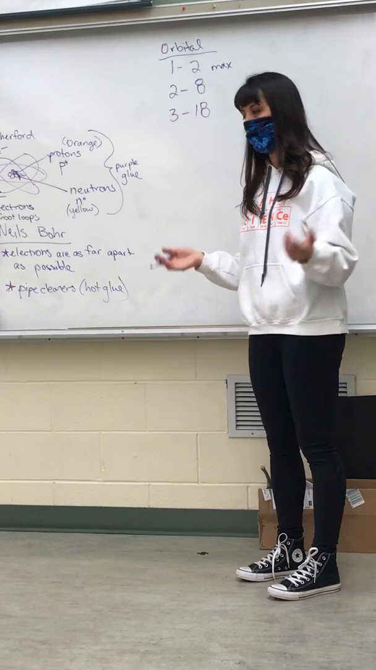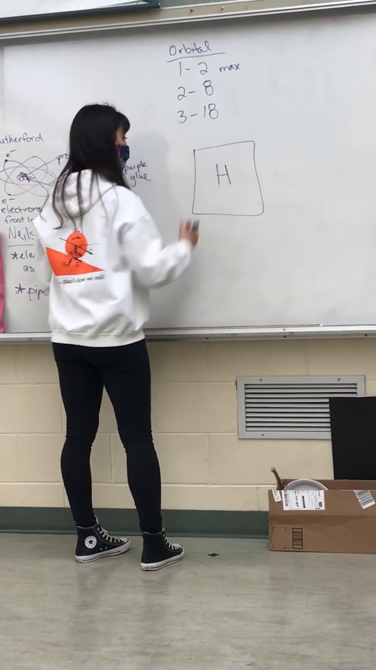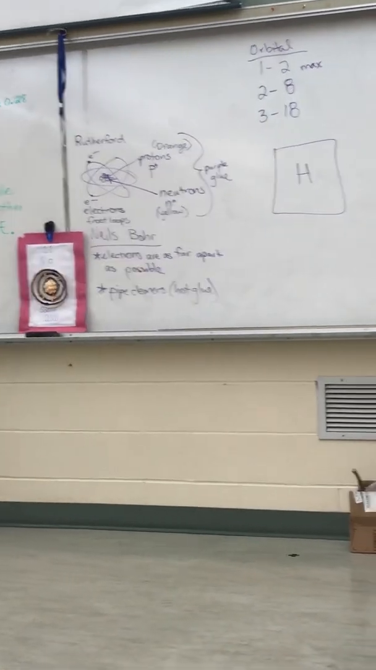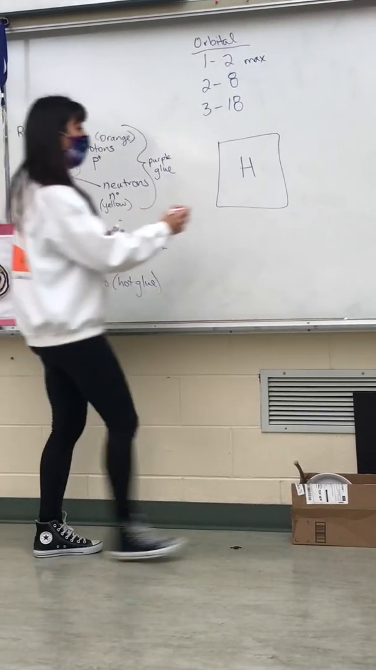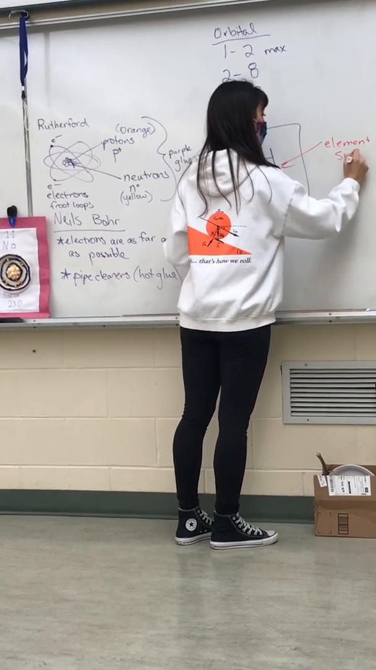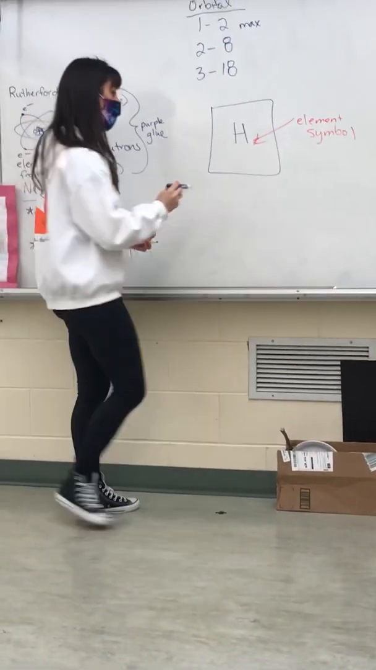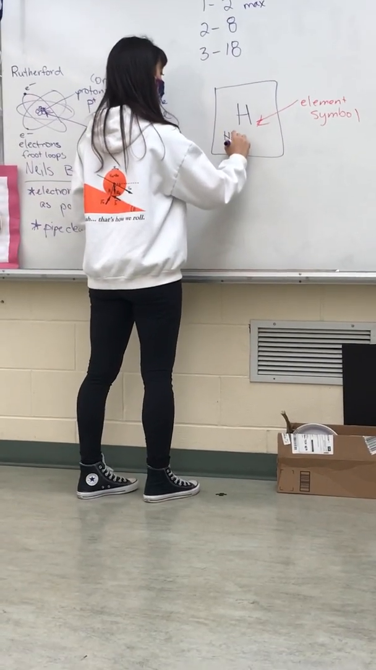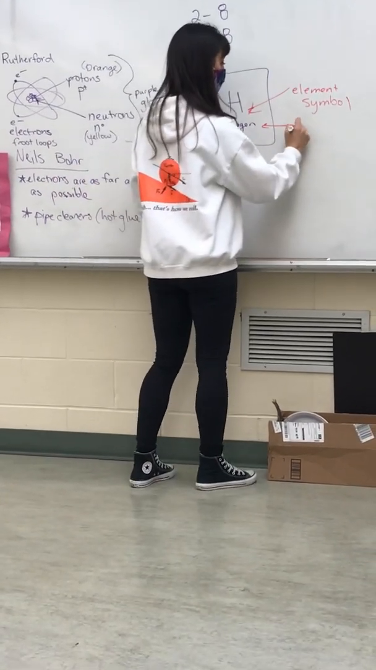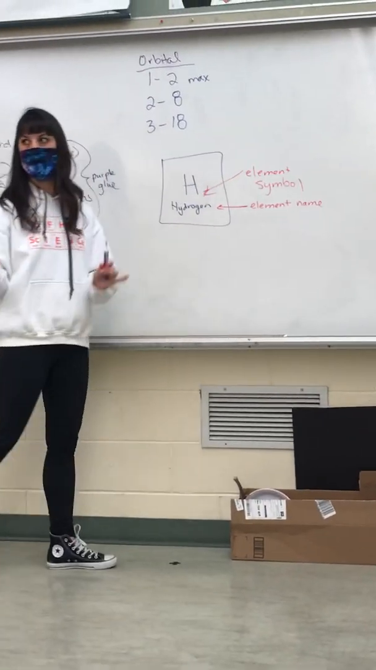Let's pretend I'm hydrogen. This is called the symbol. I'm going to find a different color. So this is the element symbol. This is the element's name. Hydrogen. People usually get the hang of that.